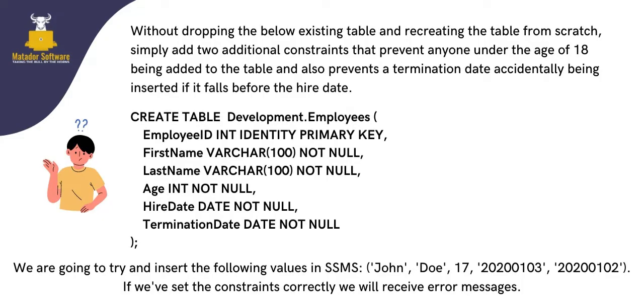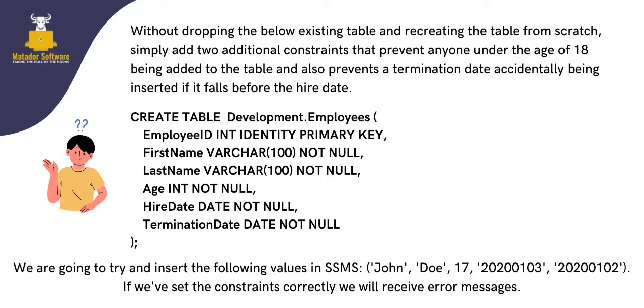I wanted to drift away from querying and look at a challenge that's geared towards database design, referential integrity and data quality. So the question: without dropping the below existing table and recreating it from scratch, we can't do that. We need to simply add two additional constraints that prevent anyone under the age of 18 being added to the table, and also prevent a termination date accidentally being inserted if it falls before the hire date.